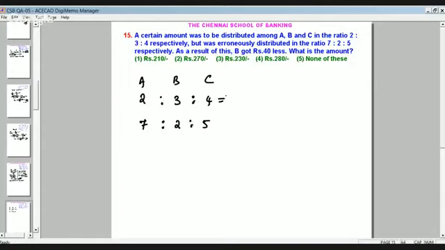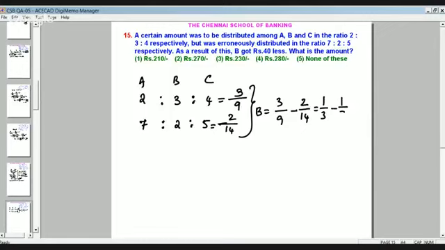So first, what is B's share when divided 2:3:4? When divided, there are 9 parts, and B's share is 3 parts. When divided 7:2:5, there are 14 parts in total, and B's share is 2 parts. So the difference in B's share equals 3 by 9 minus 2 by 14. Reduce once: 1 by 3 minus 1 by 7 equals 40.